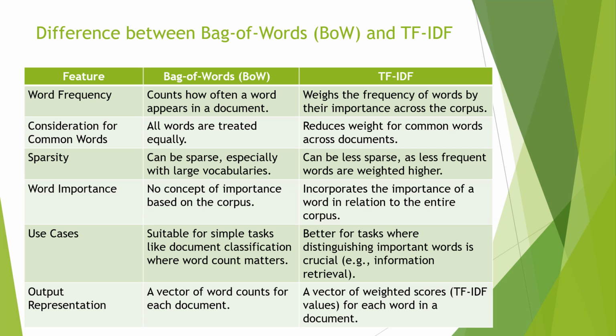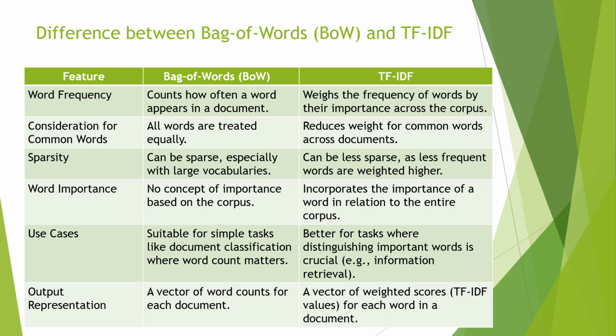If you consider word importance, in bag of words there is no concept of word importance based on the corpus, but the TF-IDF method considers the importance of a word in relation to the entire corpus. So for simpler tasks like document classification or document clustering, we'll use the word count method, the bag of words method, whereas for better classification tasks, information retrieval, and topic modeling, we will use the TF-IDF method. It will distinguish important words across the documents in the corpus.